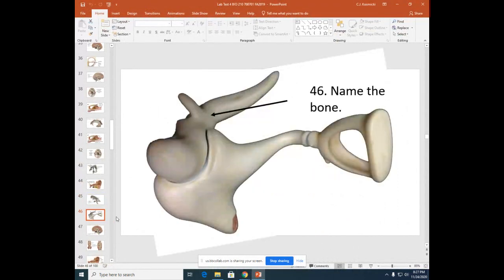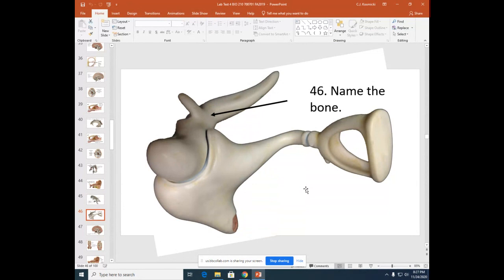Finally, bones. The auditory ossicles. Which one are we looking at? Think about this one here. To give you a hint, this is the one that attaches directly to the tympanic membrane.